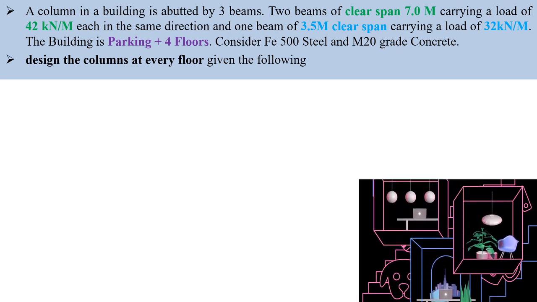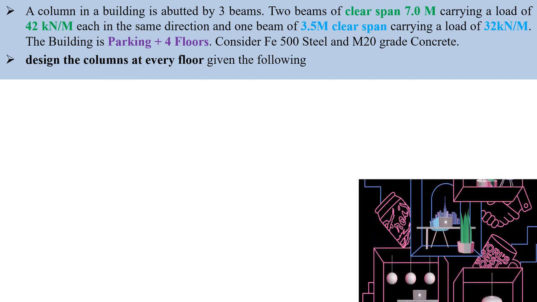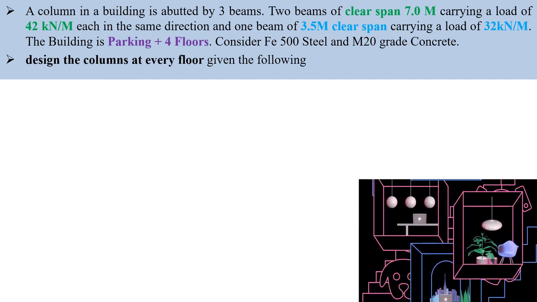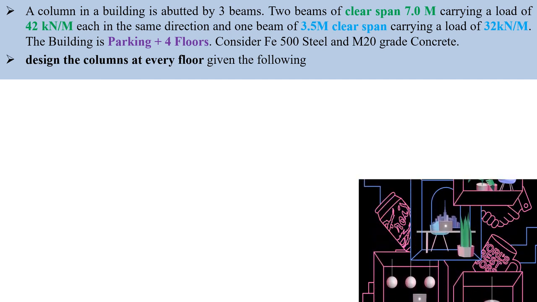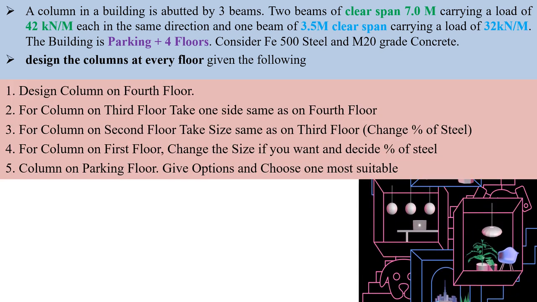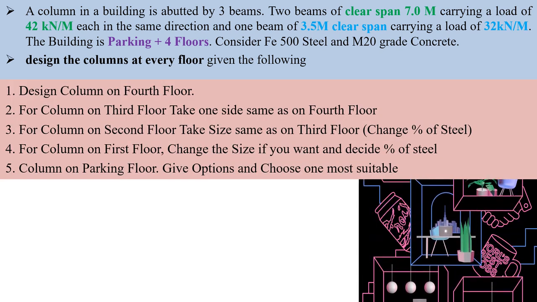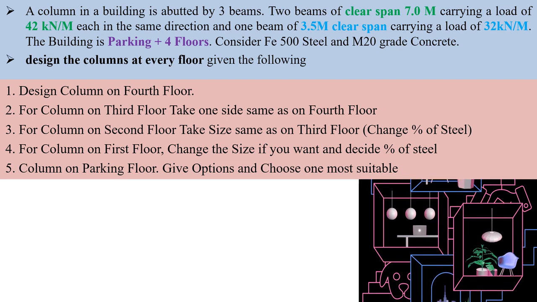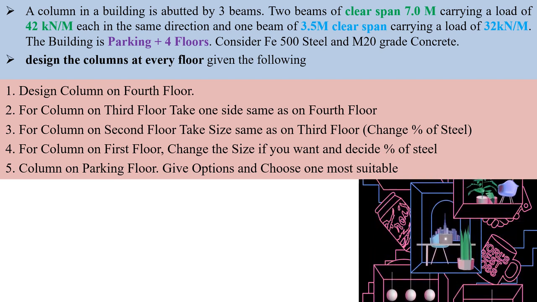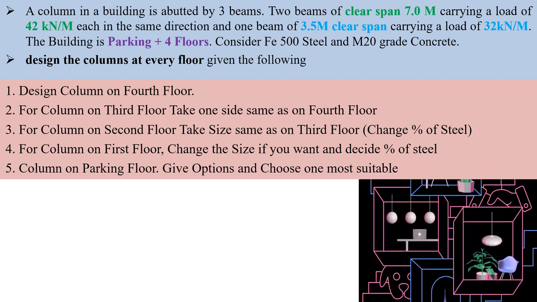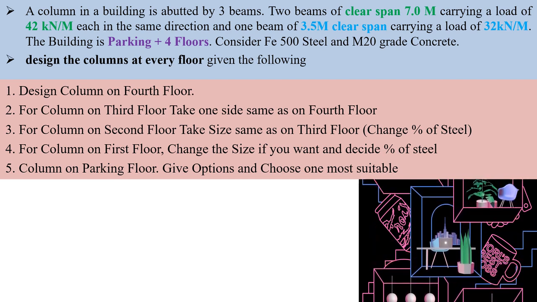For our better understanding, let us take a different scenario so that we can understand the designs in different respects. The first thing we are going to design, as we already saw, is the topmost floor. The topmost is the fourth floor, so we design the column for the fourth floor.